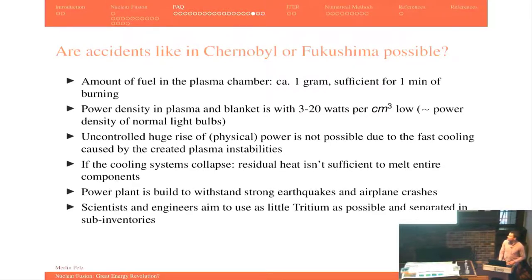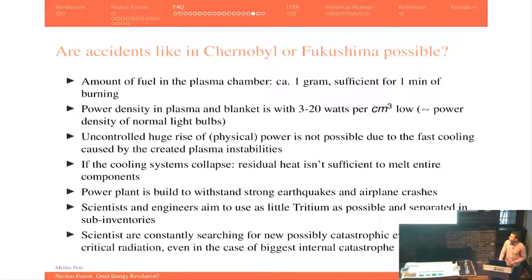Then scientists and engineers aim to have as little tritium as possible and separate it in sub-inventories, so as to control the radioactive tritium here. Scientists are constantly searching for these catastrophic events, because they want to create a safe new energy system to use for the next years and centuries to come. So they really search for solutions for people who are very skeptical. This is what I wanted to say here.